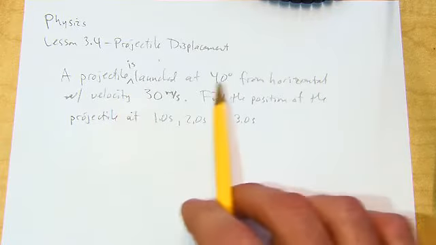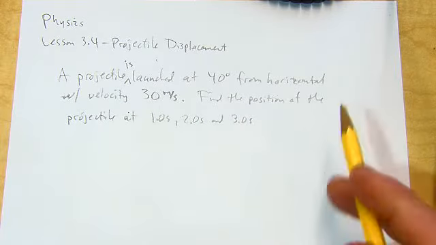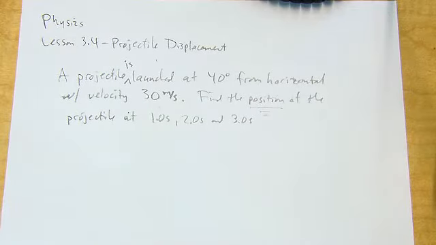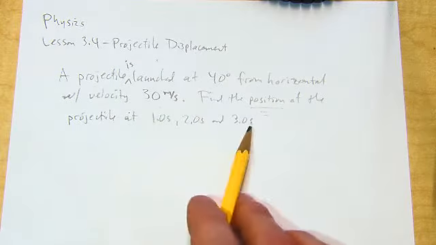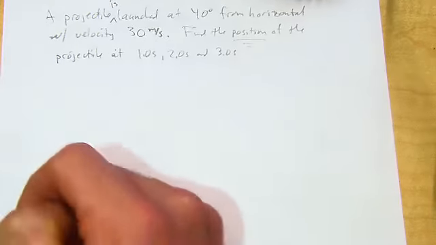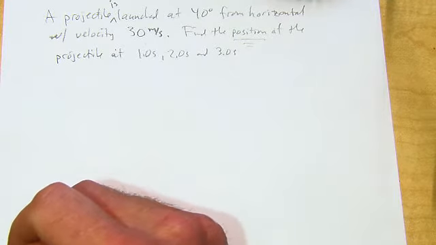A projectile is launched at 40 degrees, velocity 30 meters per second. Find the position, or you could say displacement, at 1 second, 2 seconds, 3 seconds. To start out, it's the same as we've done. You need to find the components. All right, so let's draw this out.